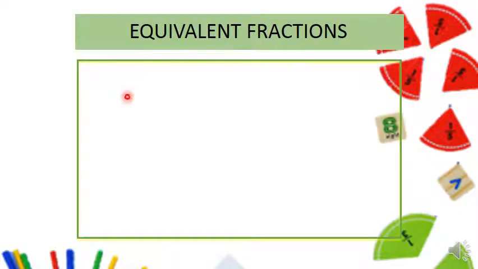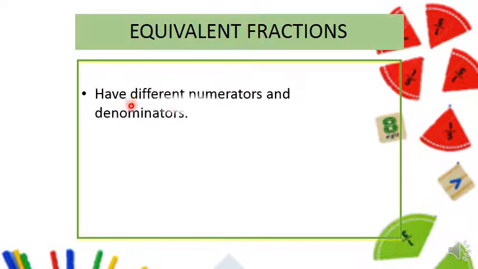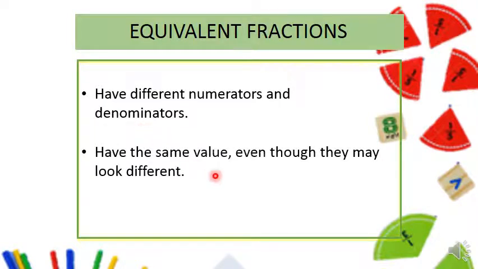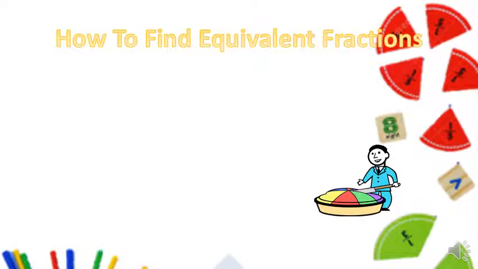So we said that equivalent fractions have different numerators and different denominators, but they have the same value. They look different, but they have the same value. So we can say that they are equal fractions. After knowing the definition of equivalent fractions, now we are going to learn how to find equivalent fractions.